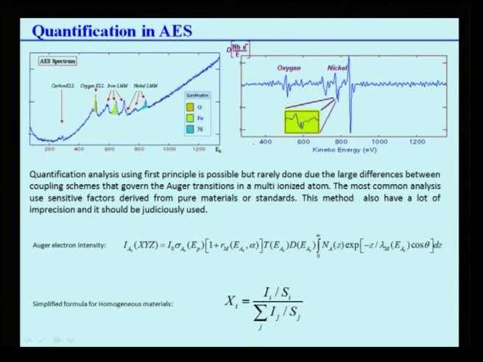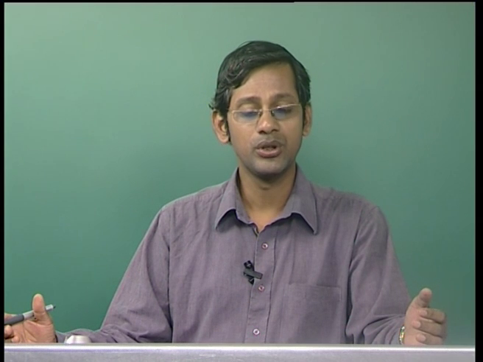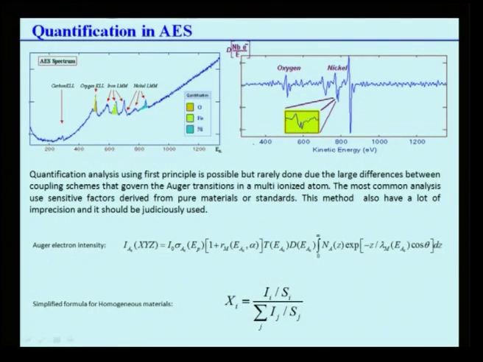Next thing which I would like to discuss is the quantification in XAES. I think I have discussed a lot about quantification in XPS. Similarly, AES spectra can also be used to quantify different elements. Quantification analysis using first principles is possible, but normally not done, due to the large difference between the coupling schemes that govern the Auger transitions in a multi-ionized atom. What it means is that if there is a multi-ionized atom, then there will be large differences between the couplings of different transitions, and this makes the quantification difficult.